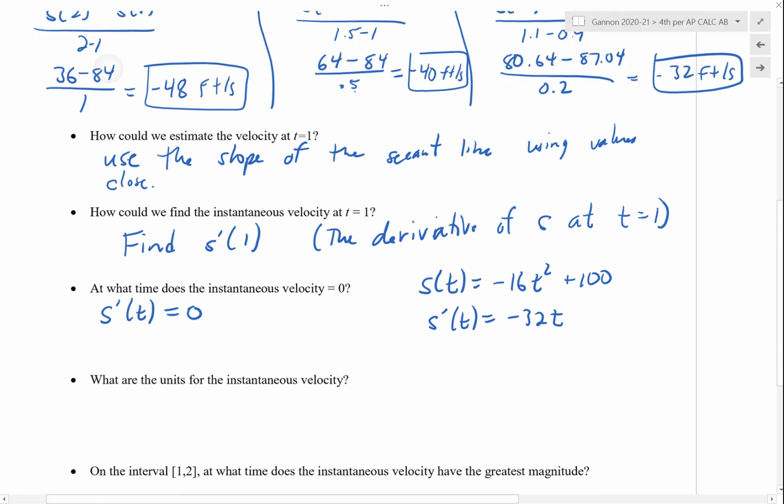We want to know when that equals 0. So we replace s prime of t with negative 32t equals 0, and then we solve. If we divide both sides by 32, t would equal 0 seconds. So in this case, the instantaneous velocity is going to equal 0 at time t equals 0.